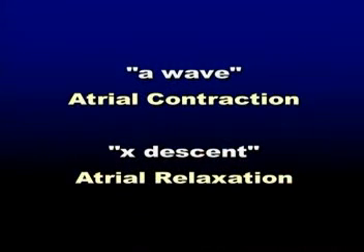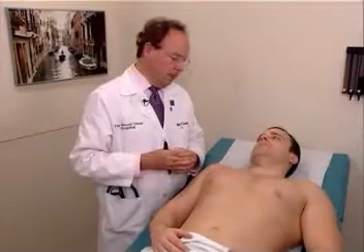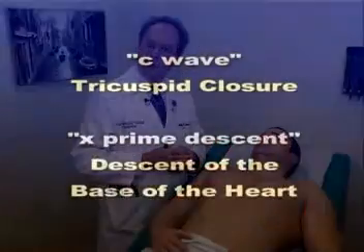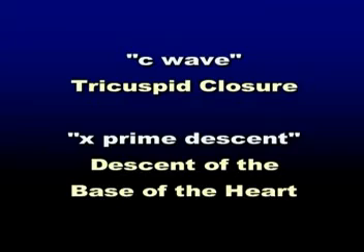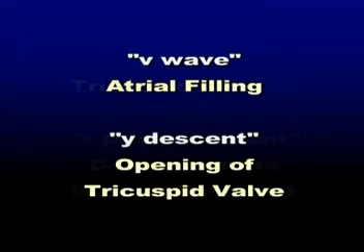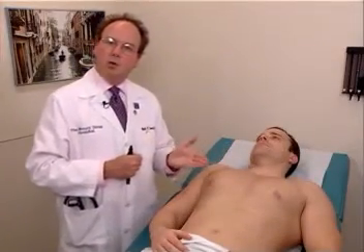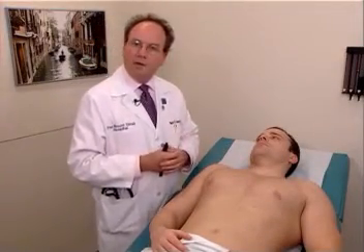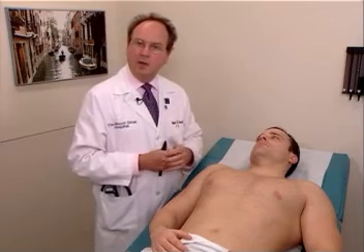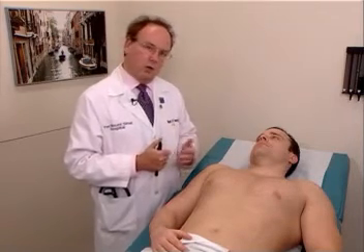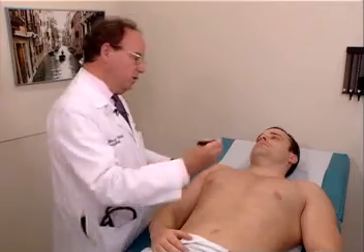You'll remember that the A wave is related to atrial contraction. The X descent is the relaxation of the atria. The C wave is closure of the tricuspid valve. The X prime descent is descent to the base of the heart. And the V wave is atrial filling, which culminates with the Y descent, which is when the tricuspid valve opens. Any abnormality of the valves or compliance of the valves or of the ventricle will give you an abnormality of these particular waveforms. So they're really very important to evaluate, and they're done in this manner.